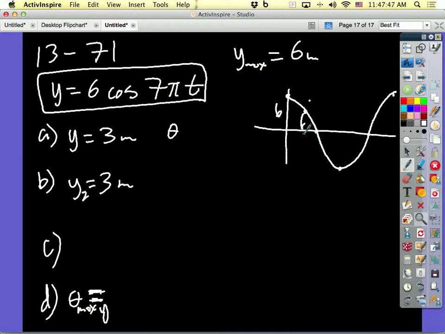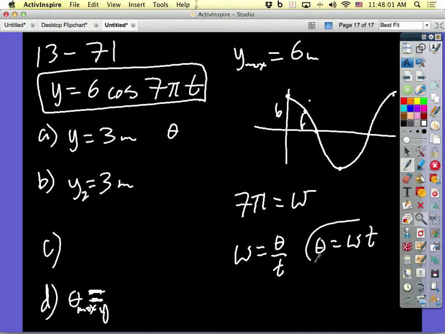Do you see what 7 pi is? 7 pi is actually just omega, yeah? And do you remember yesterday we said omega was theta over t? So theta is omega t. We just said theta is omega t as a replacement for that, right? So if you want to find theta, this equals theta. So all we need to do is put in this 3 for the y, and that means theta is going to be the inverse cosine of 1/2.